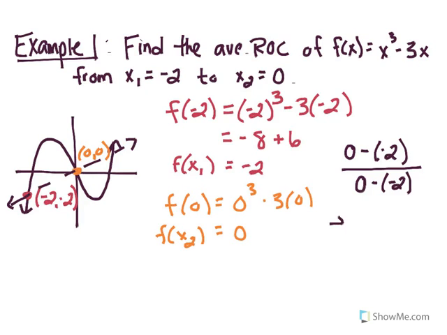So this all becomes positive 2 divided by positive 2, which is equivalent to 1. So that's simply my average rate of change. So average rate of change equals 1. And that's it. That's all there is to it for this kind of a situation. So what about an application-based problem? So let's take a look at one of those next.